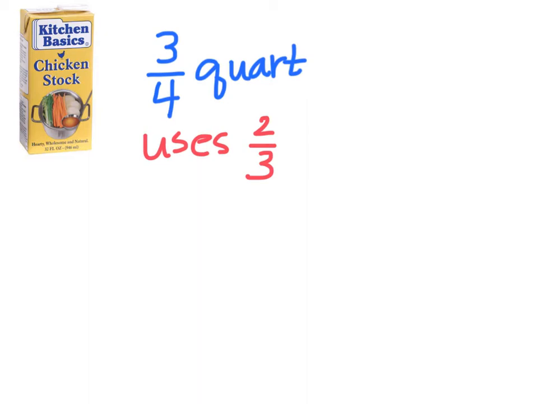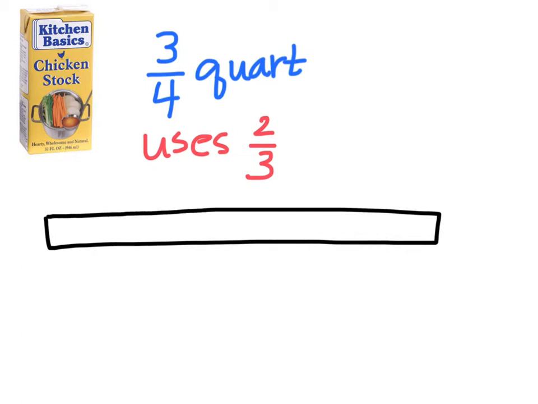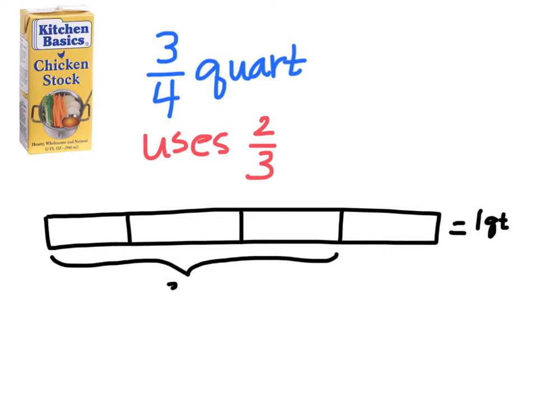Let's begin by drawing a bar model to help us visualize the quantities. First, we'll begin with a bar that represents 1 quart. We know Maurice is starting with 3/4 of that quart. Correct? He's going to use 2/3 of that 3/4 to make some soup. And we'll represent that by drawing those 2/3 blue.